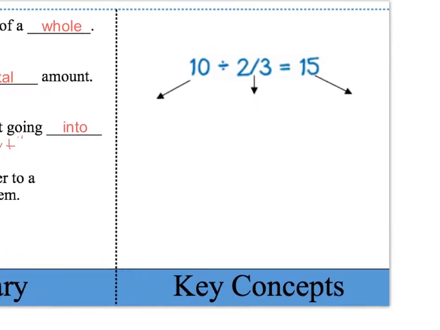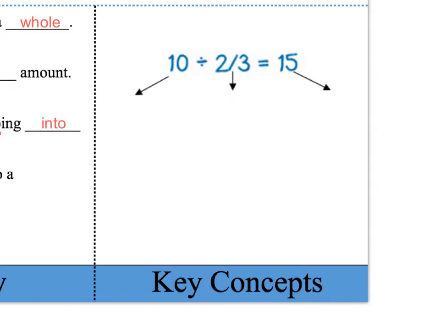So let's go ahead and take a look at our key concepts on the right hand side of the notes. This is a problem that you may see, a whole number being divided by a fraction. What I want to do is break down what the different parts are. So the 10 is our dividend. That's our total amount. It's being divided by 2/3. That will be our divisor. And then once we do the division, the 15 becomes our quotient. That becomes the answer to our problem.